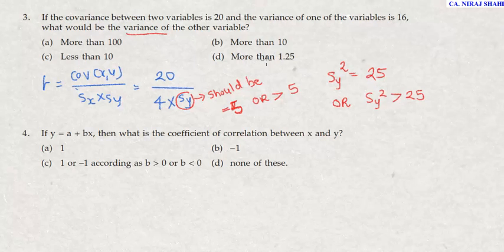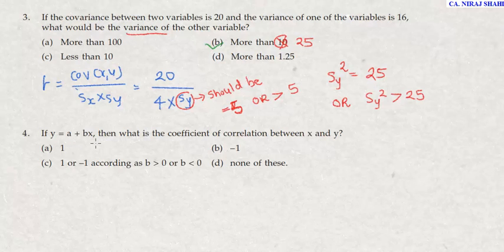So here let me correct the answer. More than 10, let us correct this 10 and put 25 here. So I can say my answer is B. There is some kind of printing mistake in the sum. The answer should be more than 25 only. So you can correct that.